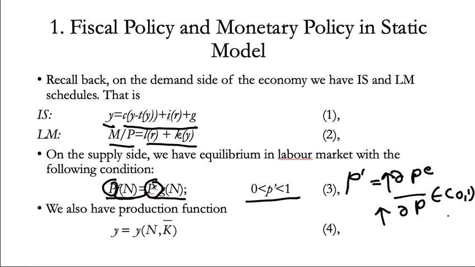Lastly, you also have seen the production function in expression 4. In expression 4, on the left-hand side is the real output, and this real output depends on two things. The first one is employment, and the second one is capital. Note that capital is fixed because of this bar sign, and that means the production function is for the short run period.